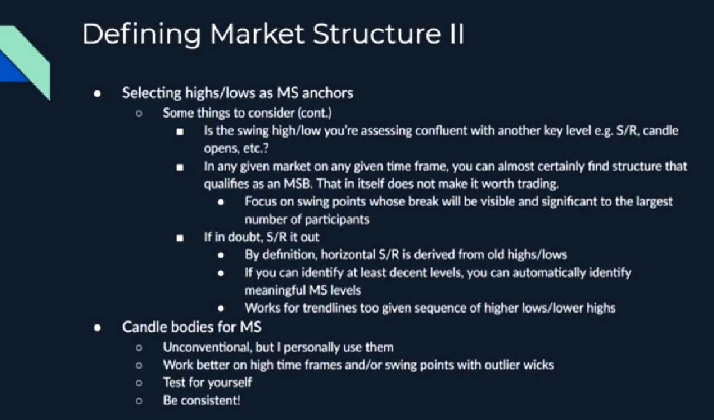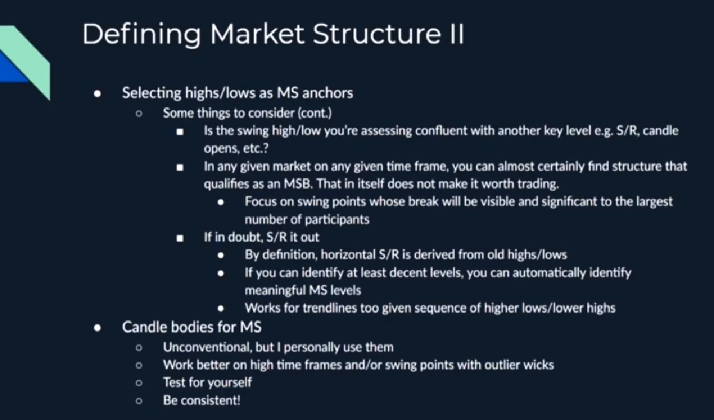So some further things to consider. Is the swing high or low you're assessing confluent with another key level? Is there more going on at that level that will attract the attention of further participants? Is it a nice support resistance level with multiple touches? Is there a candle open there, like the monthly open, weekly open, daily open, etc.? Is there just a good reason to have eyes there?